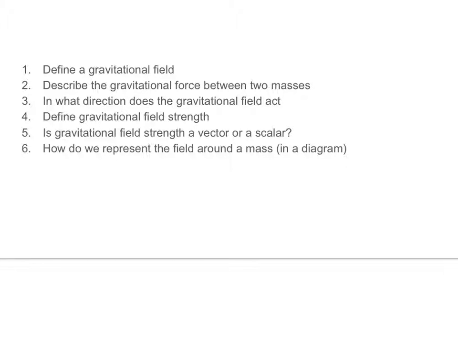So a good idea would be to now test what you already know, and if necessary, check with a textbook or some other resources. But define what a gravitational field is. Describe, using a relationship, what the gravitational force between two masses might be. State the direction in which the gravitational field acts. Define gravitational field strength. State if gravitational field strength is a vector or a scalar. And in a diagram, show how you would draw or represent the field around a mass. Stop the video and see if you can do these.